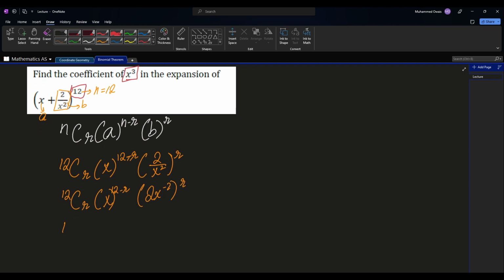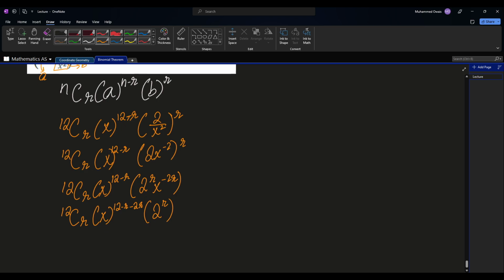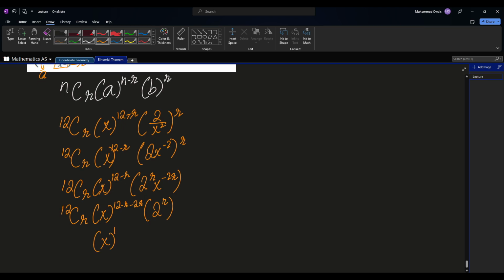Now then, we resolve this a bit more, where x is still 12 minus r. And we basically resolve this, so this becomes 2 power r into x power minus 2r. So 12Cr is now x into 12 minus r minus 2r, because whenever terms get multiplied, their powers get added. So this is what we did. Now this becomes x power 12 minus 3r, 2 power r, and this is 12Cr.